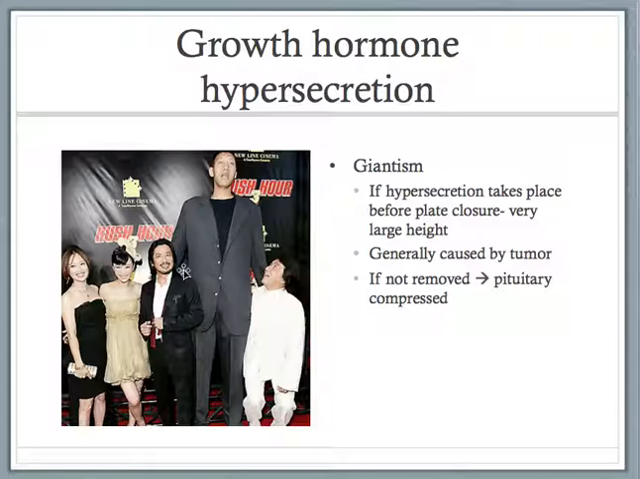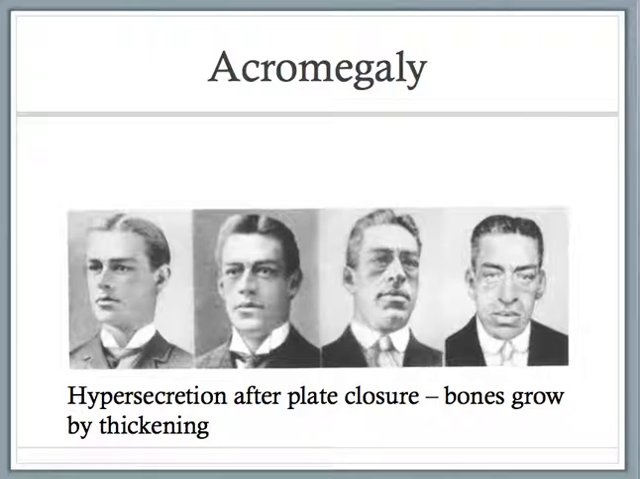But remember, for giantism, you have to have open skeletal physes. If the physes are closed, that means the bones can get thicker but not longer. And that's a disease called acromegaly. Anytime you see megaly, that means enlargement. So acromegaly is hypersecretion of growth hormone, but the plates are closed.